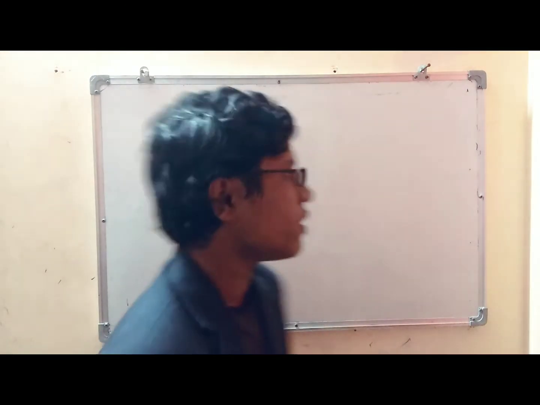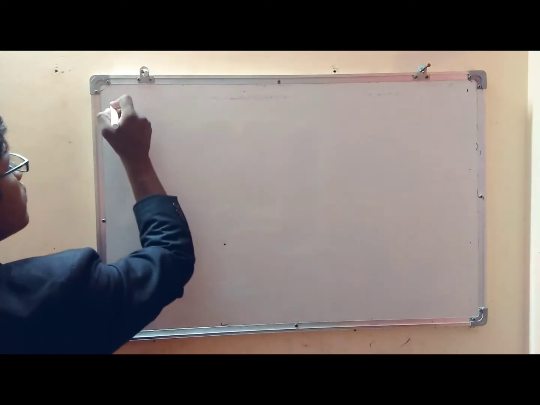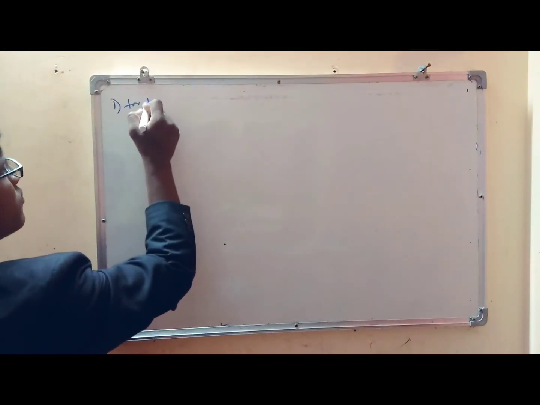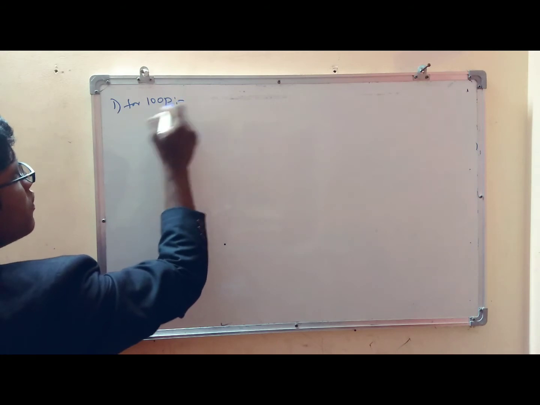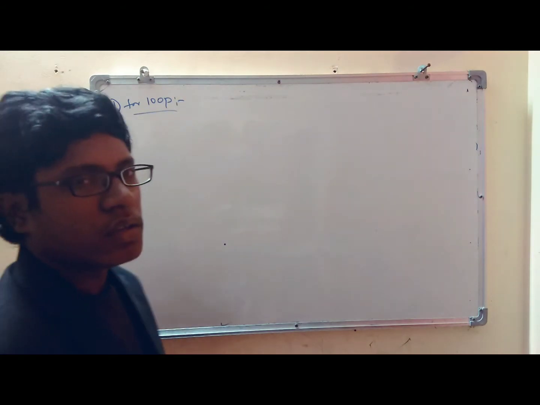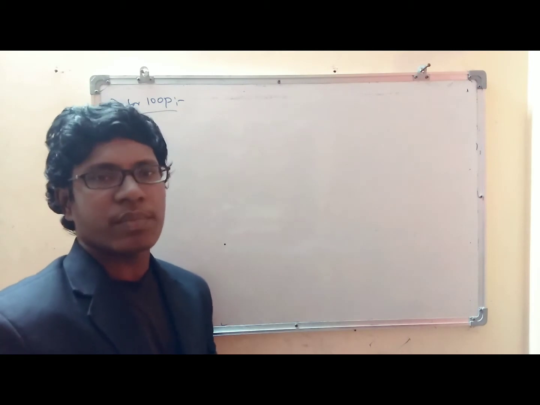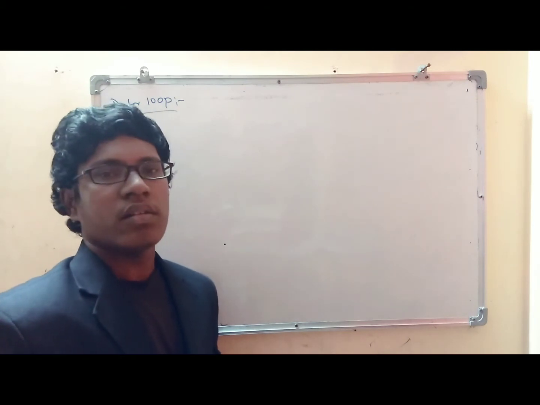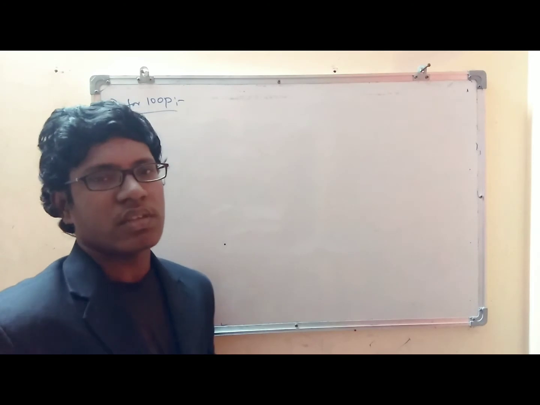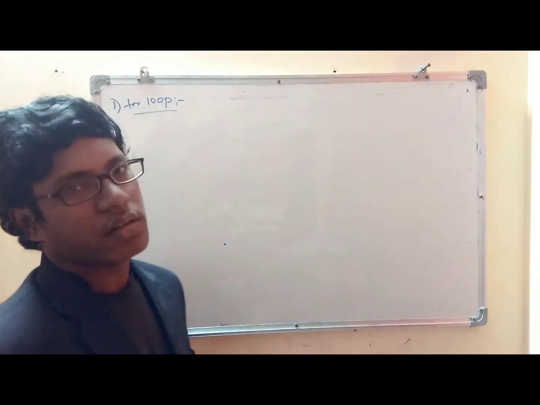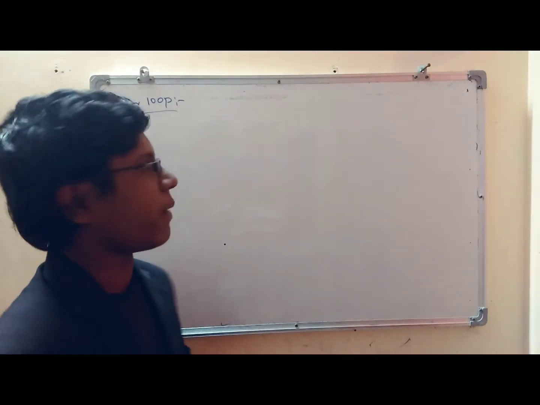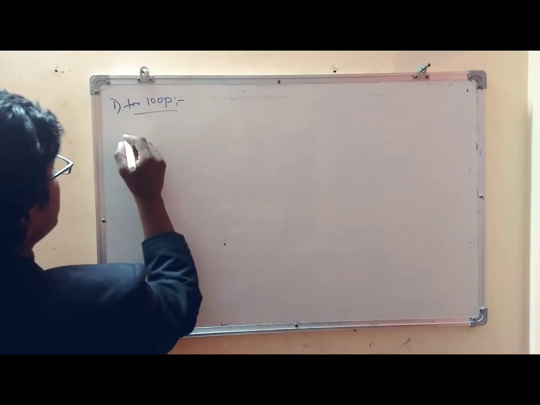So firstly, the for loop. A for loop is nothing but a set of statements that are repeatedly executed as long as the condition is satisfied. It executes repeatedly while the condition holds. Okay. So it has two cases.